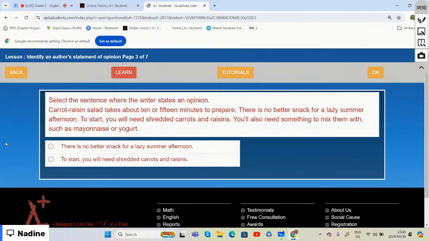All right, and if we were to choose the writer's opinion, we will go with option one, because a lazy summer afternoon doesn't necessarily mean carrot raisin salad. Maybe you might think that your lazy summer afternoon snack is something different. So for this writer, their lazy summer afternoon meal can be carrot raisin salad, but for you, it might be something different. For me, it's definitely something different.